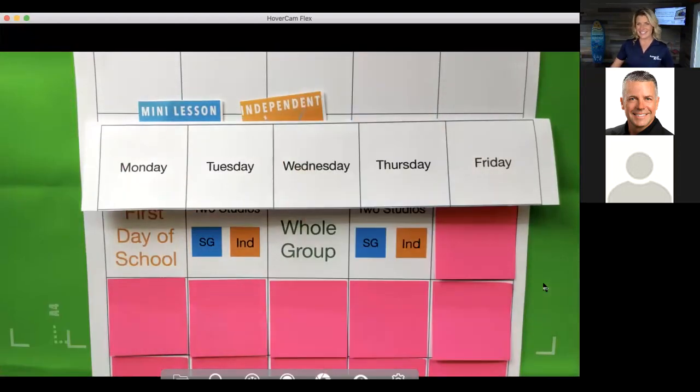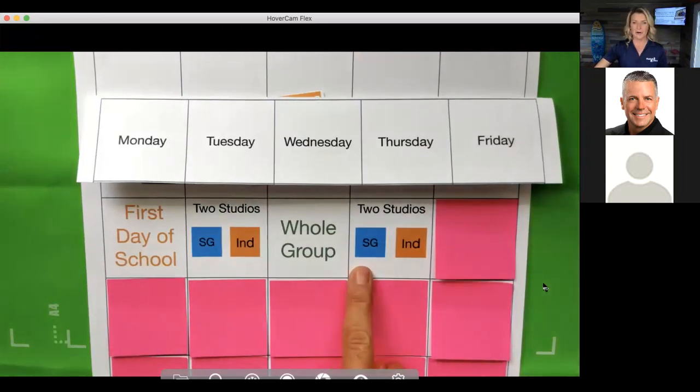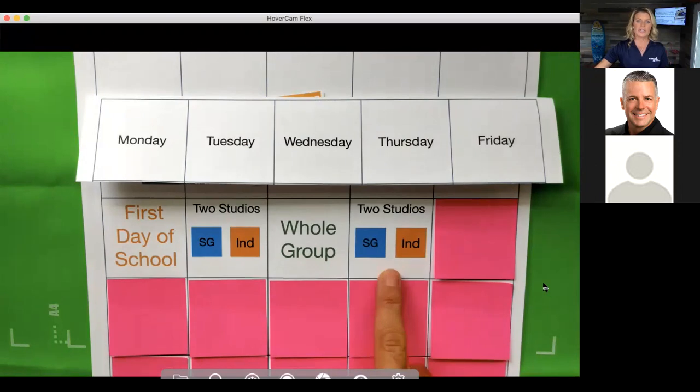So on Thursday, we are going to be doing 2 studios. Again, small group instruction along with independent practice. So we're doing the same thing that we did on Tuesday, but now we're just going to repeat with different content, just a different way. You're just breaking your group into 2, so you can have that small group talk time, and then they can be working independently.